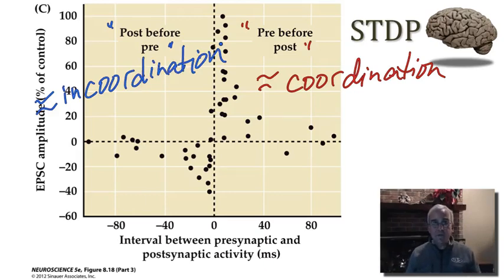Presumably there's coordination at some of the other synapses to this postsynaptic neuron, otherwise it wouldn't be firing an action potential. But in this particular isolated synapse that's under study here, it doesn't appear as though the presynaptic element is really what's driving the activity of that postsynaptic neuron. Hence the incoordination, at least at that one synaptic junction.